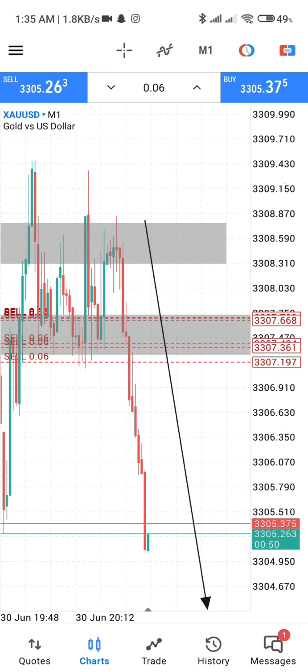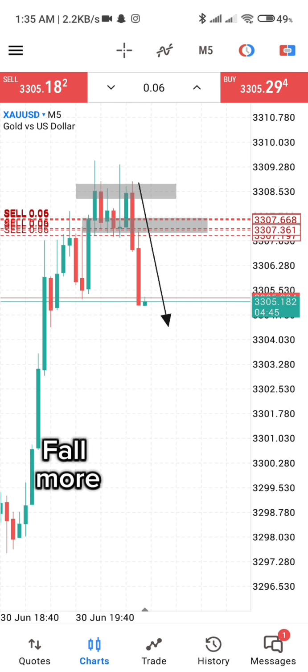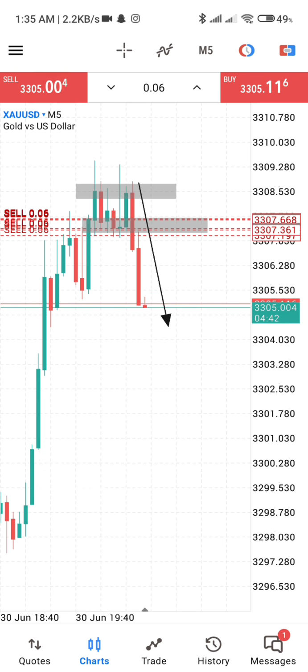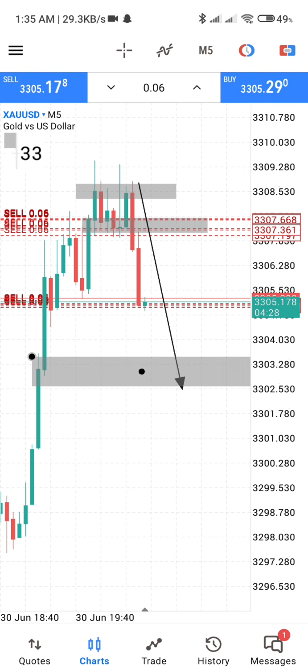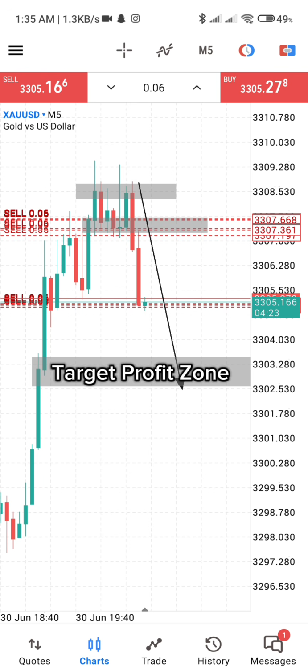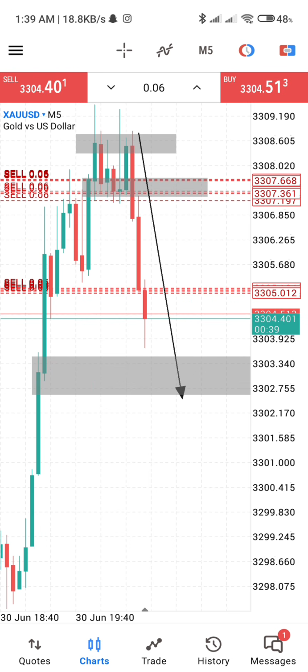are expecting price can go further down. So we can open more layers as we are expecting it can go down. The reason behind that is support becomes resistance. Whenever support becomes resistance, price can fall anytime. So that's our target profit zone area. We will wait till price reaches there, and we can close our profit there.